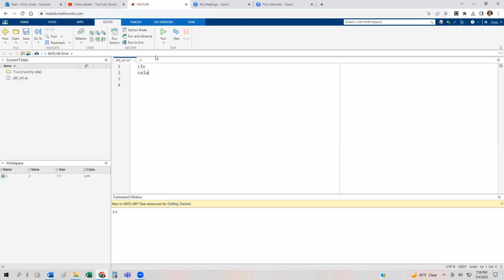We're going to CLC, clear all, and I'm going to define a syms x to start with. I'm going to go ahead and get the function from the user, and I'm just going to call that R, because I can call it anything I want. And I'm going to say input, enter a function in terms of x.